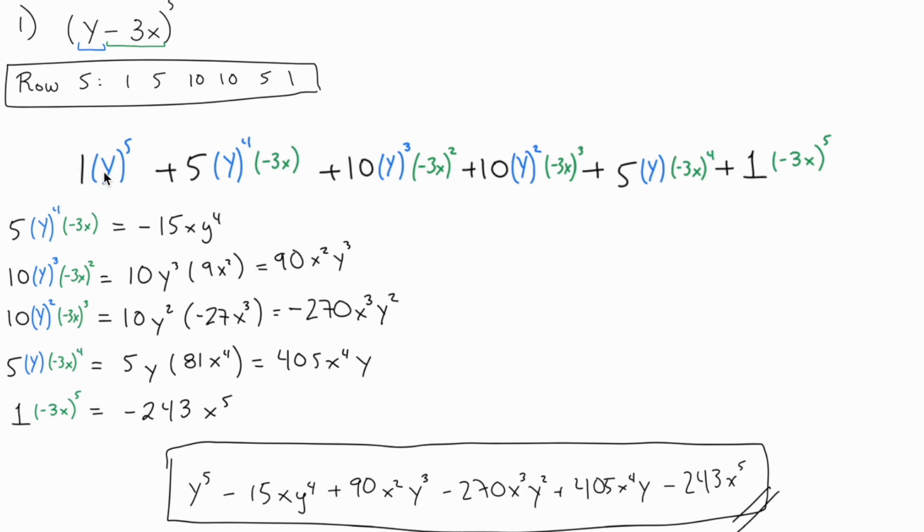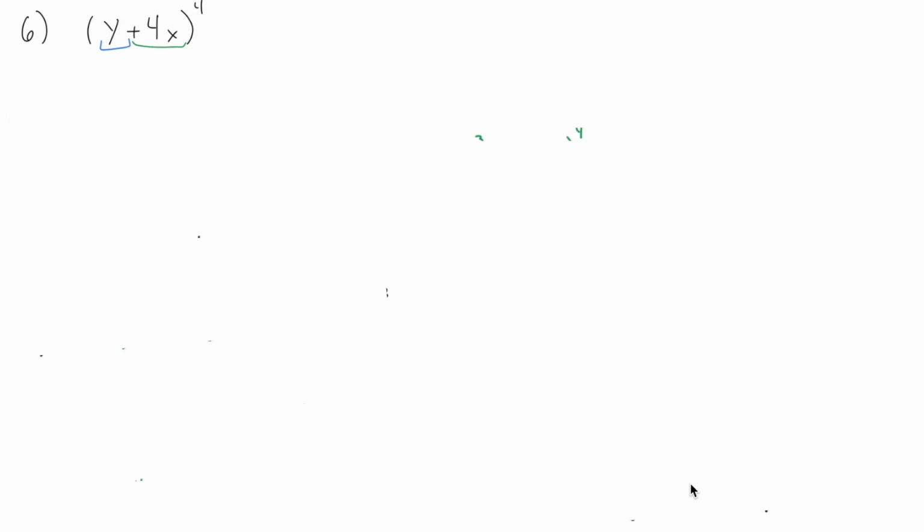No, so the first term is just y to the fifth minus 15xy to the fourth. It is this term. The second term, the third term, 90x squared y cubed minus 270x cubed y squared, 405x fourth y, negative 243x fifth. So that is how you solve this problem. And let us do another one. We're going to do like 3 of these, I believe.